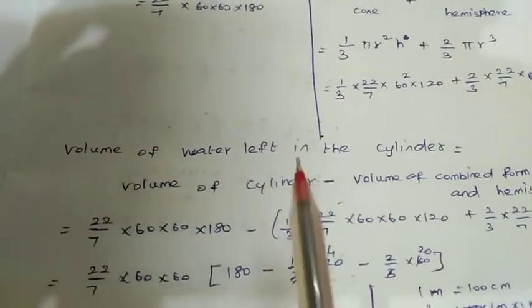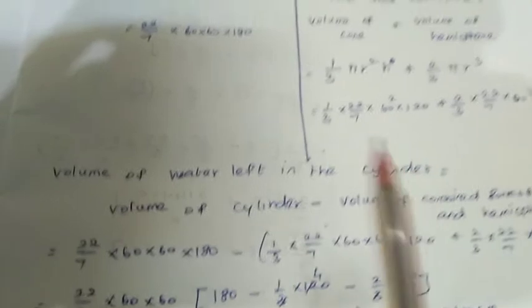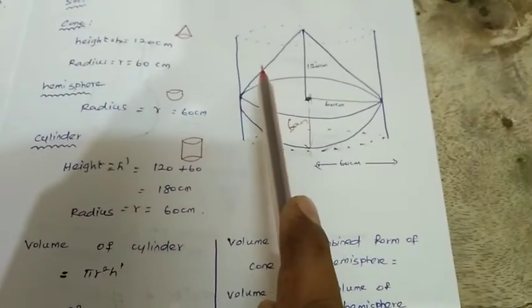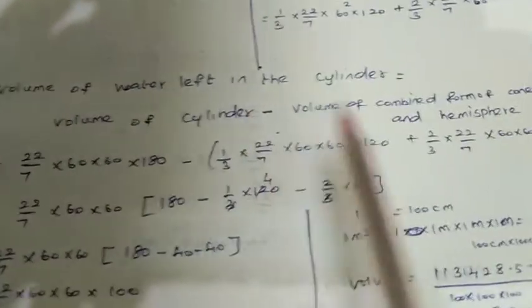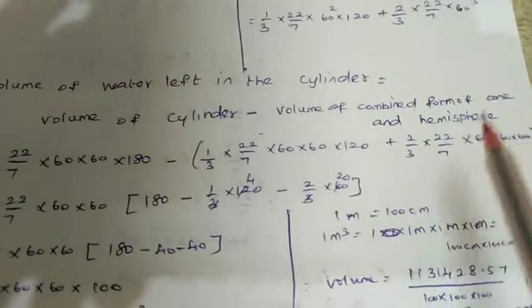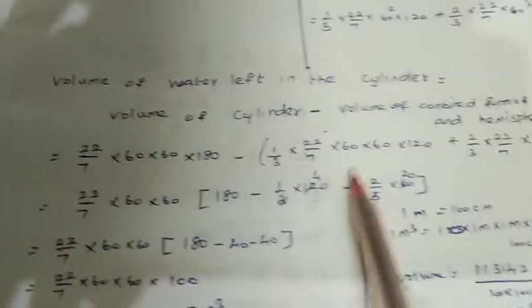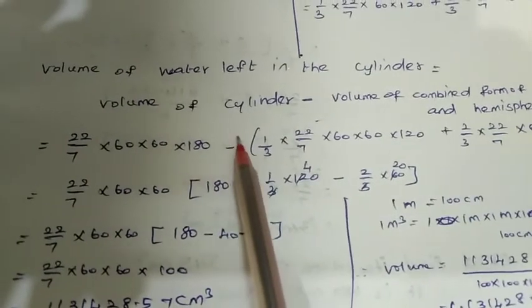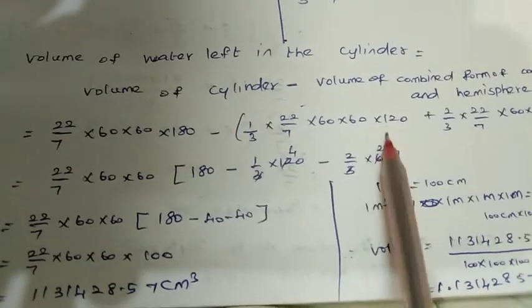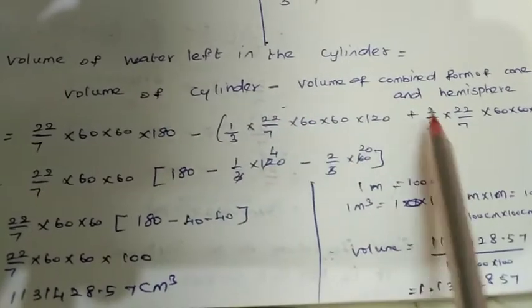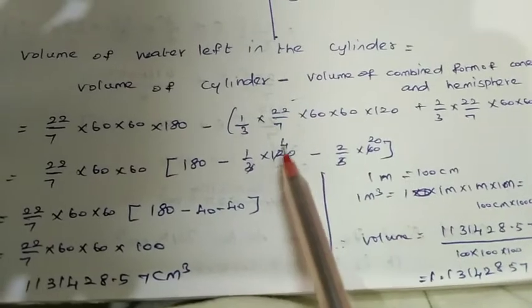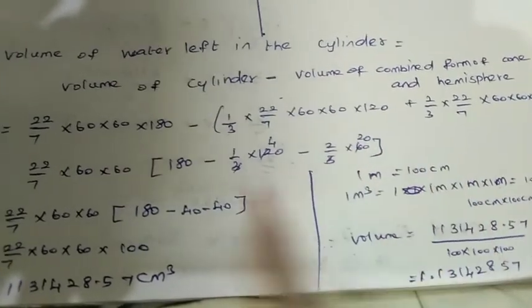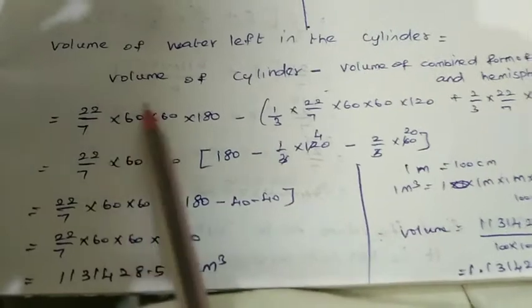Next, the volume of water left in the cylinder equals the volume of the cylinder minus the volume of the combined form of cone and hemisphere. Substitute this data. Minus is common, so multiply 1 by 1, minus the volume of cone and minus the volume of hemisphere. Here 1 by 3, 22 divided by 7, 60, 60 into 120. Here 22 divided by 7, 60, 60.